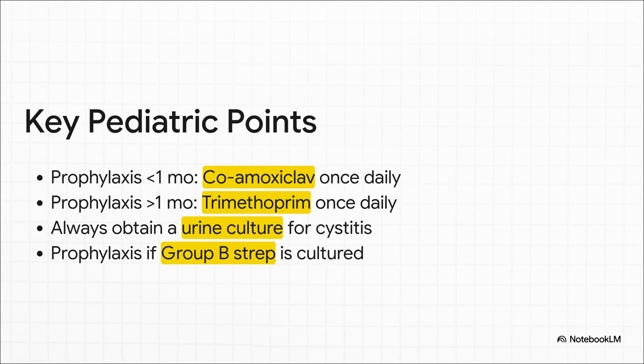For newborns under a month old, you're looking at co-amoxiclav. For older infants, it's trimethoprim. And here's a critical point. For any child with suspected cystitis, a urine culture isn't optional, it's mandatory. It's the only way to guide proper therapy. Prophylaxis is also the right call if you culture group B strep.